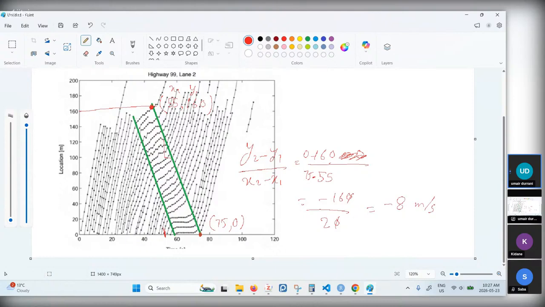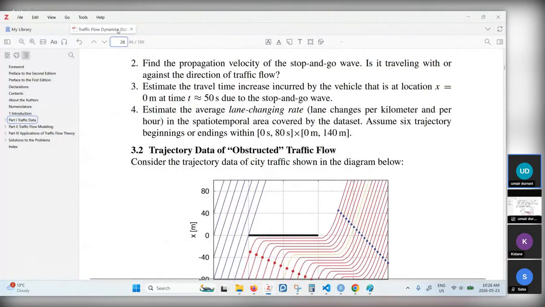That's the propagation speed. And this is the direction of travel. The vehicles are traveling from here to here. That's the direction of travel. And based on that, this is happening against the direction of travel. So that's why we have a negative speed. Let's look at the solution.